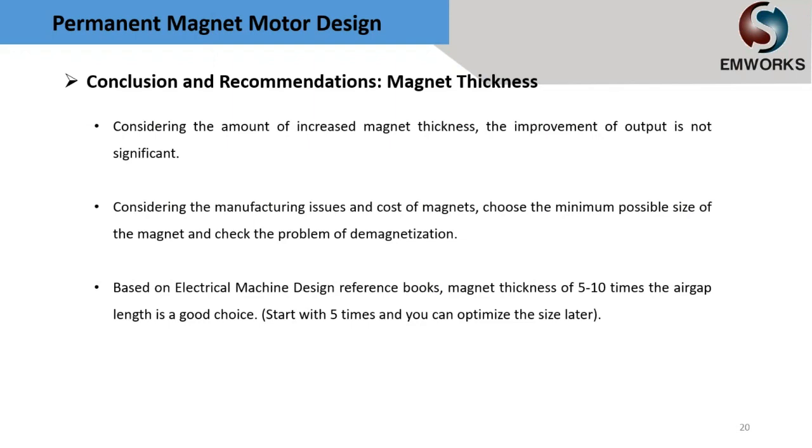Regarding, we did two studies here. One about the magnet thickness, another one about the magnet span. Regarding the magnet thickness, I would say that increasing the magnet thickness to improve the machine performance in terms of the generated back EMF and torque is not a rational measure, because the effect is insignificant, and even doubling the magnet thickness is not going to improve the torque and the back EMF significantly. Therefore, by increasing the magnet thickness, you only increase the manufacturing cost of the machine.